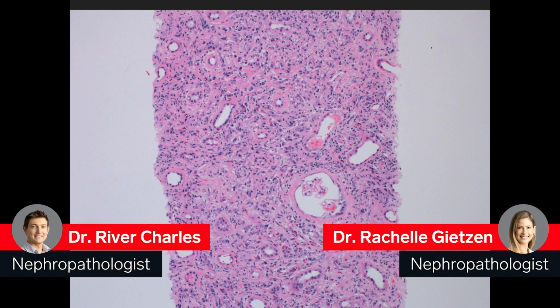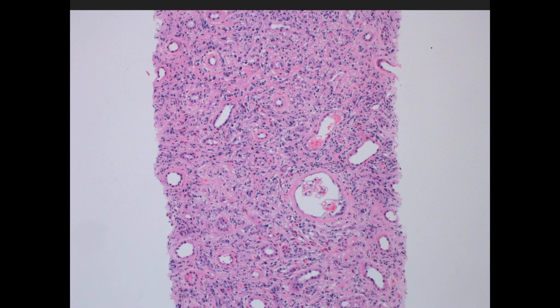Yeah, welcome. We're excited. So, what is the clinical history on this case, River? So the patient is a 64-year-old female with a history of diabetes and hypertension who presented with headache and double vision and was found to have increased IgG levels, acute kidney injury, and cholestatic liver disease. The creatinine is 2.5, and urinalysis showed 2+ protein and no blood.